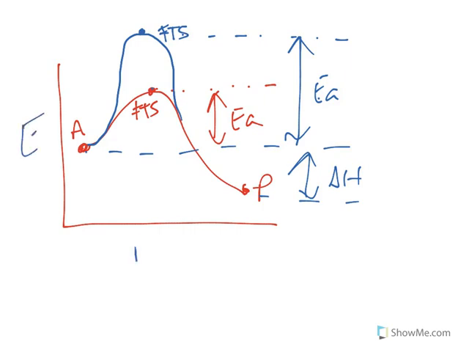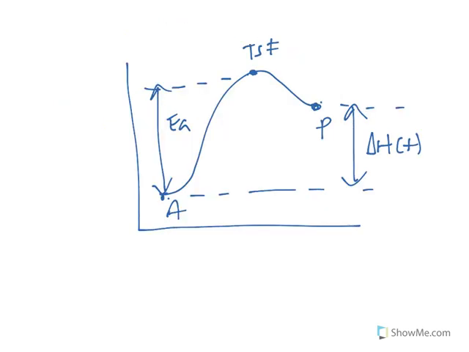So to fill in the axes there, E on the Y, reaction coordinate, which can be abbreviated R.C., on the x-axis. So here, energy, R.C. Last thing we want to discuss is going to be something called reaction mechanisms.